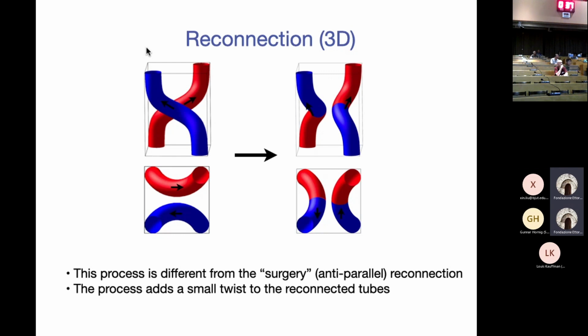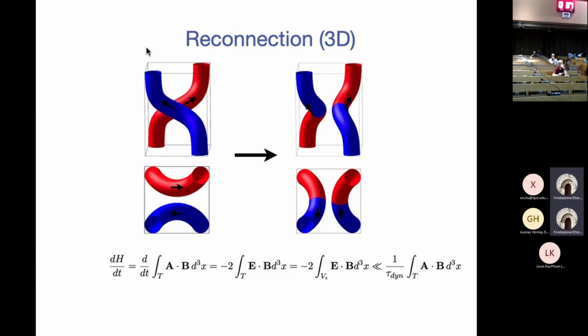So this process is different from the surgery or anti-parallel reconnection, and it's a generic one, so this is not something unusual. This is a typical situation. It has to be the typical situation because the anti-parallel reconnection requires null points, and in my braided magnetic field, I don't have any.